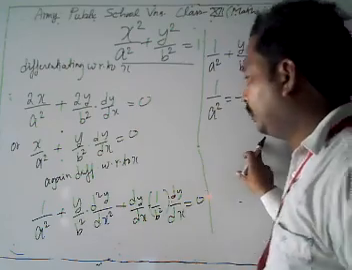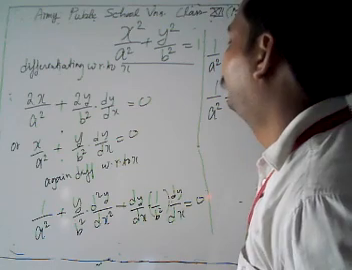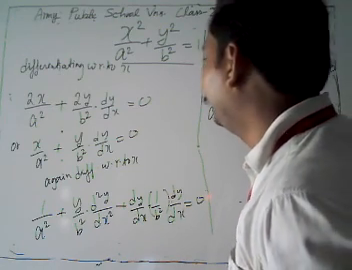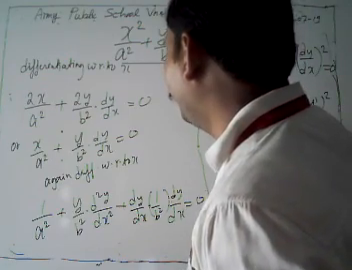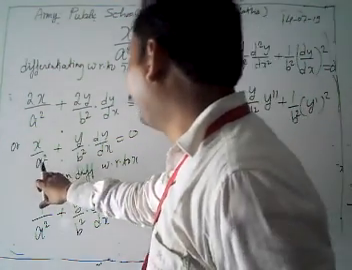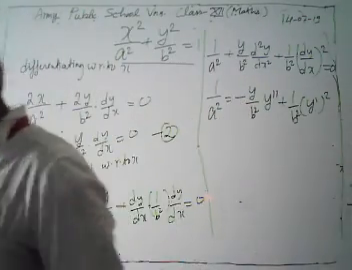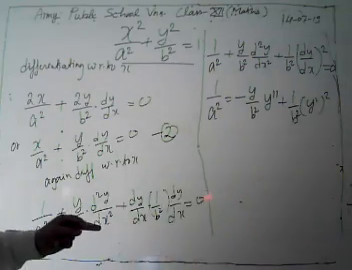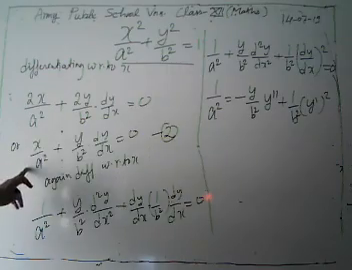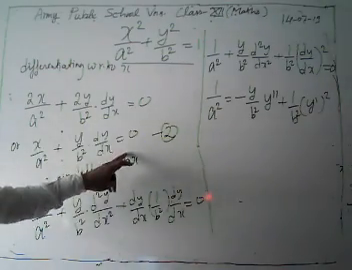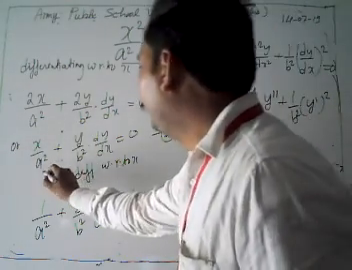Now to eliminate this, we are going to put the value of this 1 by a square in which equation? Take this as equation 2. What is our equation 2? It's x by a square plus y by b square dy dx equal to 0. Now we put the value of this 1 by a square here.